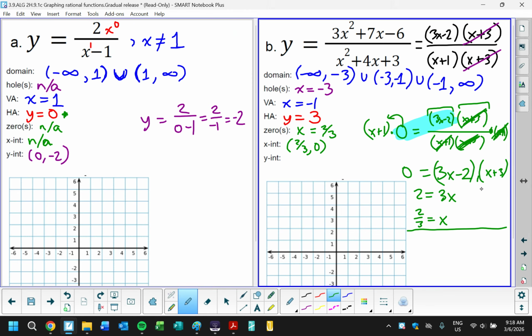But remember, x cannot equal -3. That would have made the denominator 0, and that would have totally messed us up.